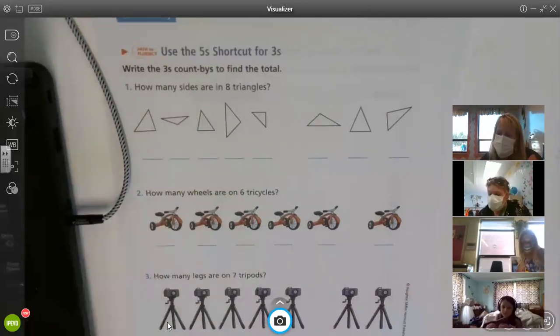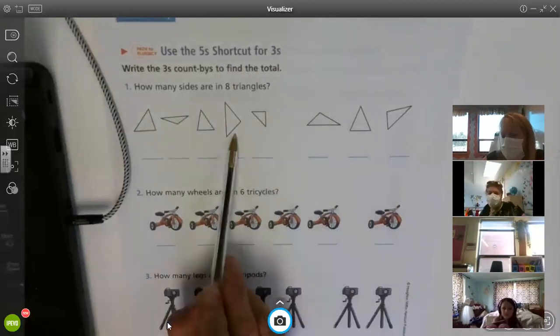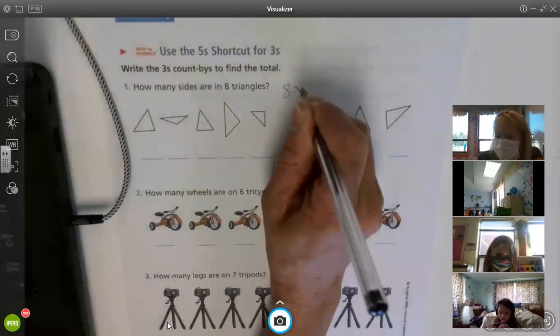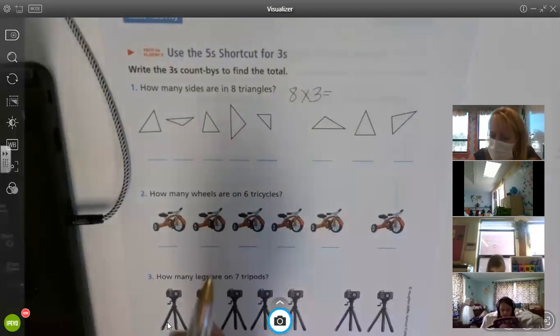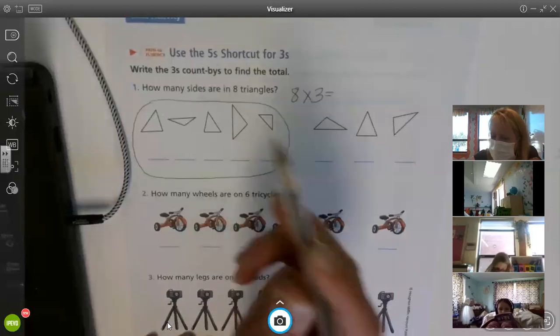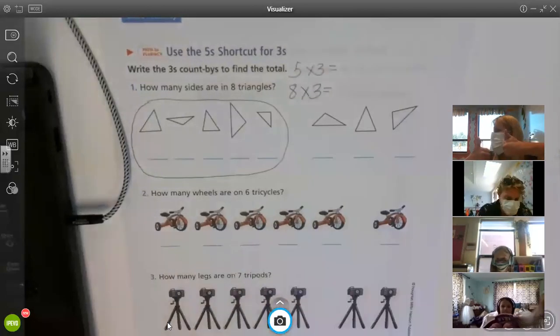So what we are going to think about, if I had 8 triangles, 1, 2, 3, 4, 5, 6, 7, 8, I know that that's going to be 8 groups of 3. Go ahead and write that at the top. That's the same as saying 8 times 3. Maybe you don't know what 8 times 3 is, and counting 8 times by 3 seems a little overwhelming to you. Here's a trick that can help you. You can take 5 of those triangles, and I bet you already know what 5 times 3 is. Give me a thumbs up if you know what 5 times 3 is.